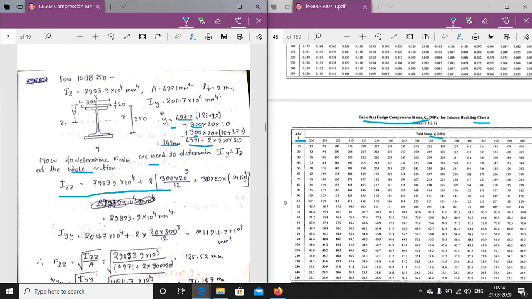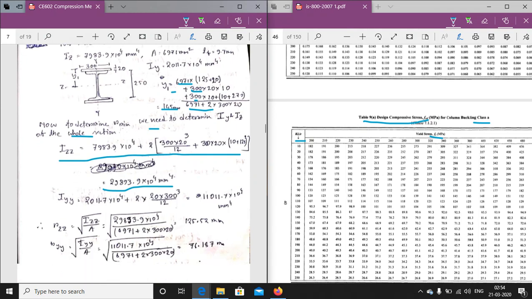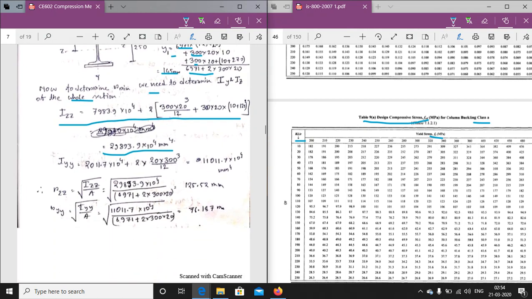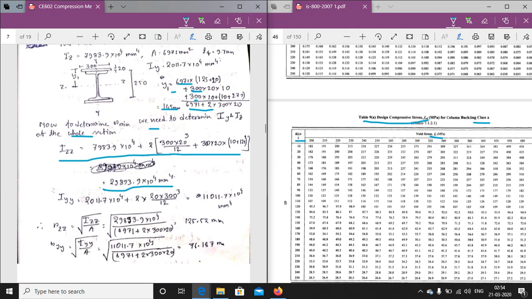of the parallel axis theorem. You all have done it in the plastic analysis. So we have to apply the parallel axis theorem to determine the Izz here. Similarly Iyy. Now when calculating Iyy, Iyy passes through the middle portion, so there will be no need to determine the Iyy by the parallel axis theorem.